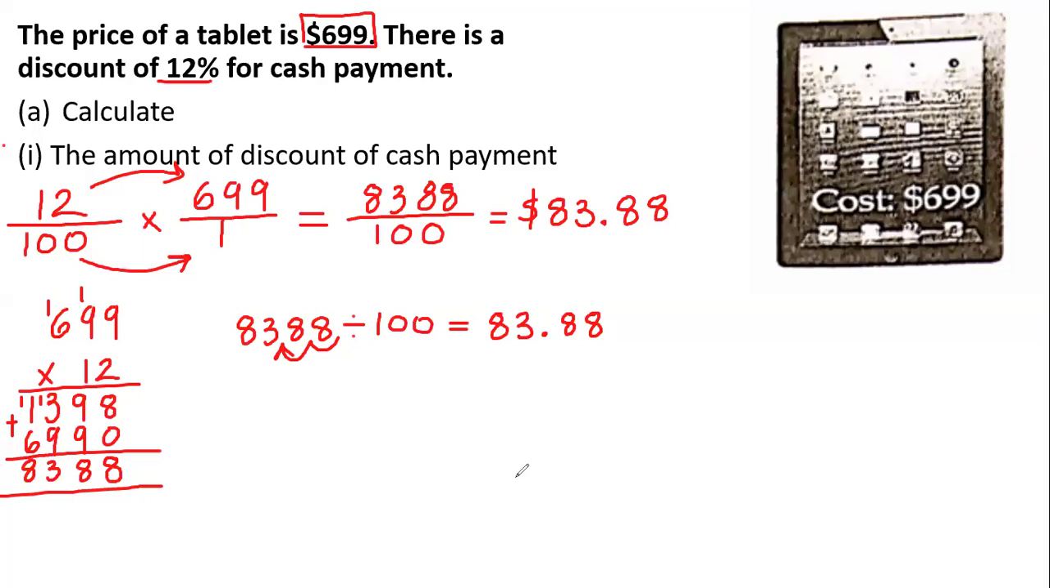Okay, you put the discount is 12%. So you put 12 over 100 times 699 over 1. You times 12 times 699, which gives you 8,388. And you put it over 100. And you carry the decimal two places to the left when you divide it by 100, so it gives you 83.88.